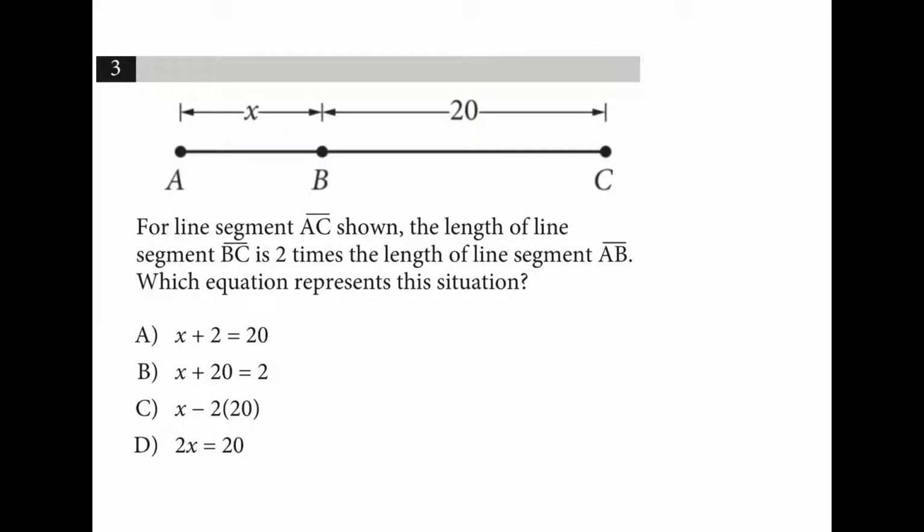The length of line segment BC is 2 times the length of line segment AB. So I could describe 20 as 2x. So I might write that as 2x is equal to 20, and pick D.